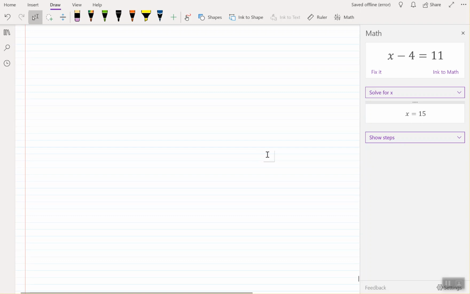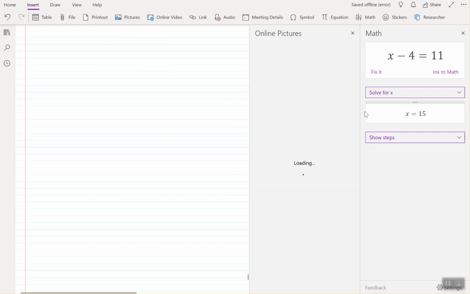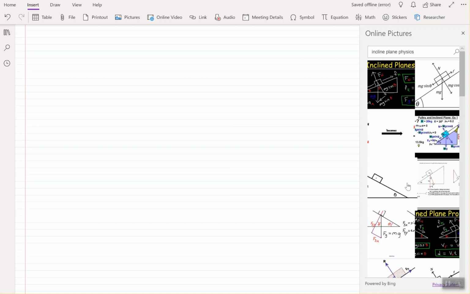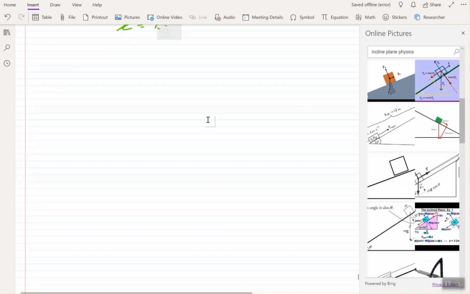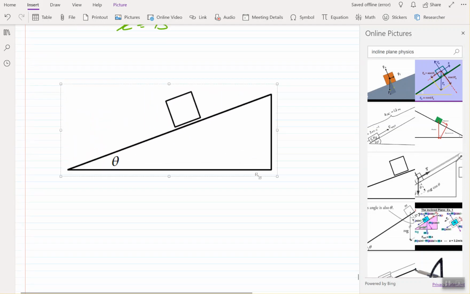Now let's say you are teaching physics, mostly inclined planes. Sometimes we need a diagram, so we don't have to draw a diagram. In our case, let's say a picture. You can insert from file, camera, or online. I'm going for online, and just search inclined plane physics. That will bring up a lot of different types of inclined planes. I'm going to go with the blank one, this one. Okay, like that, and bring it down and resize.